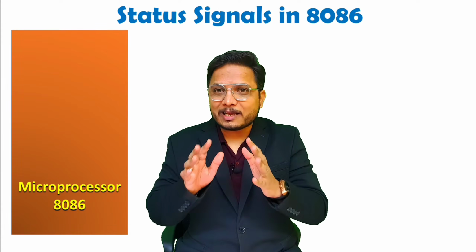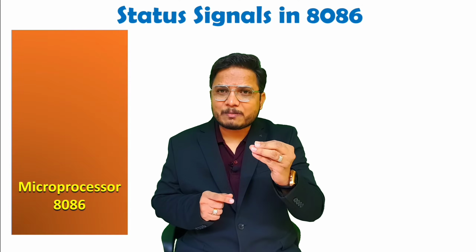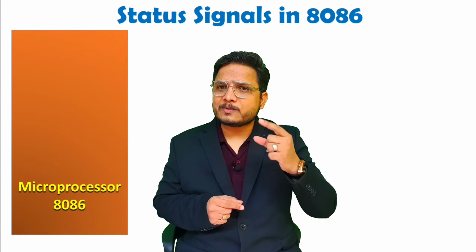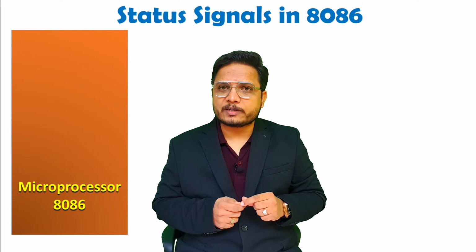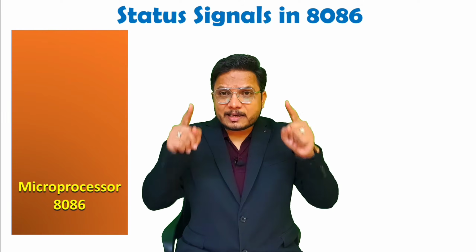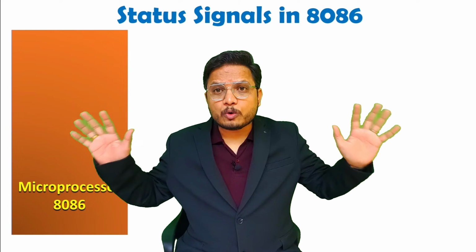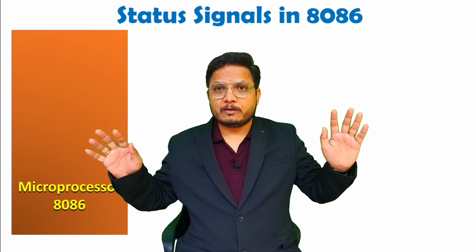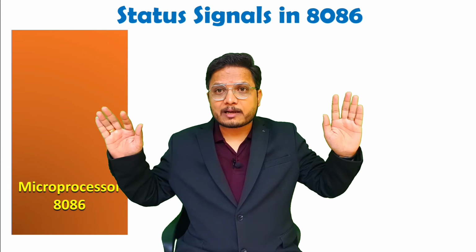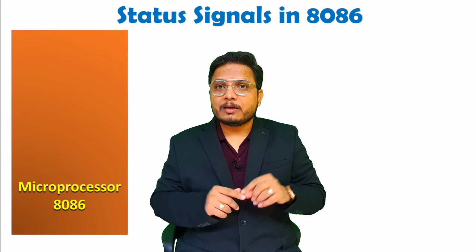Now that is not the only reason we have status signals. Let me explain a few basic things, which are very essential to know, my dear students. Here in maximum mode 8086 can be interfaced with two coprocessors. So there can be two coprocessors connected with 8086 in maximum mode.